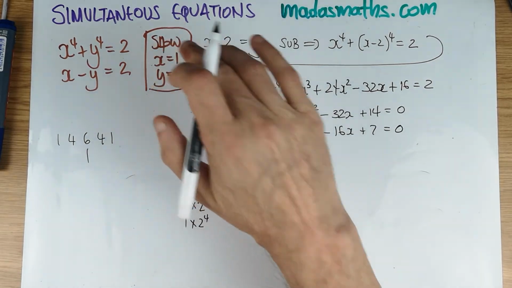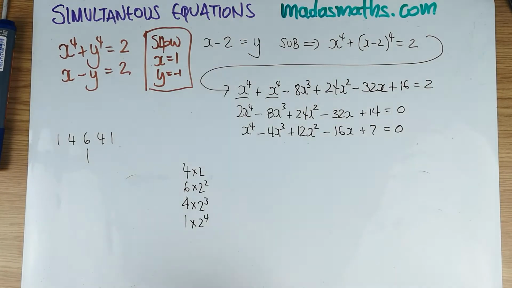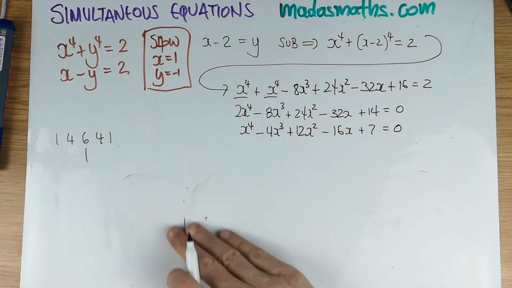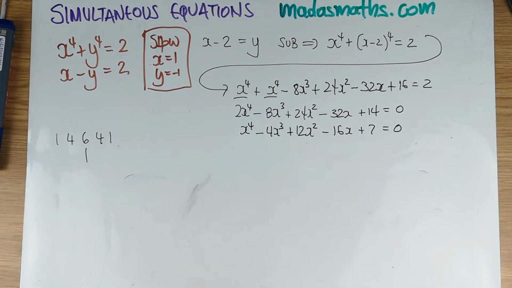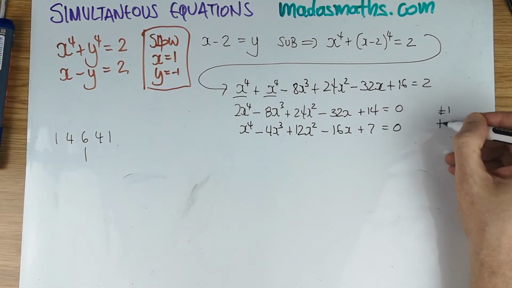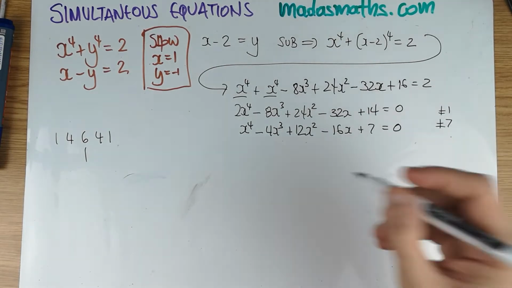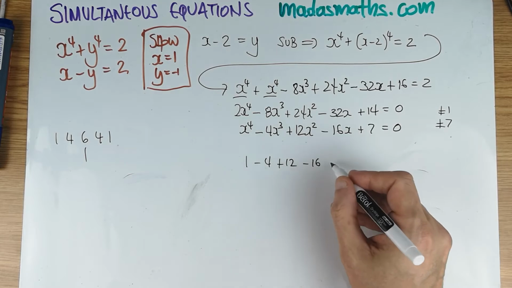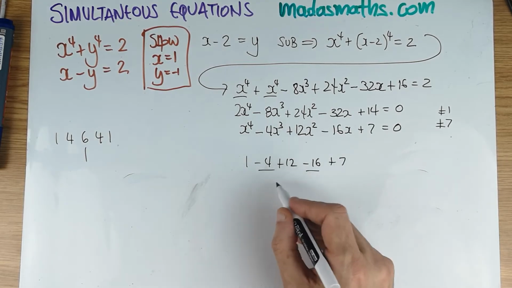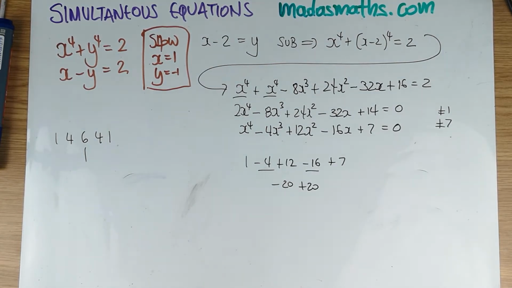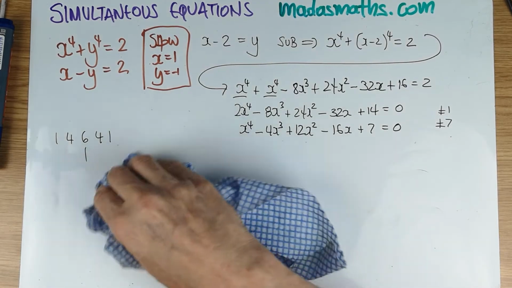And although this is given to show that this is the solution, we can actually use it as a little clue. But even if we didn't, the 7 doesn't have many factors. It's plus or minus 1, plus or minus 7. If we put a 1, 1 minus 4 plus 12 minus 16 plus 7 gives 0, and the other one will give you plus 20. So x minus 1 is a factor. So factor theorem could have come into this question.